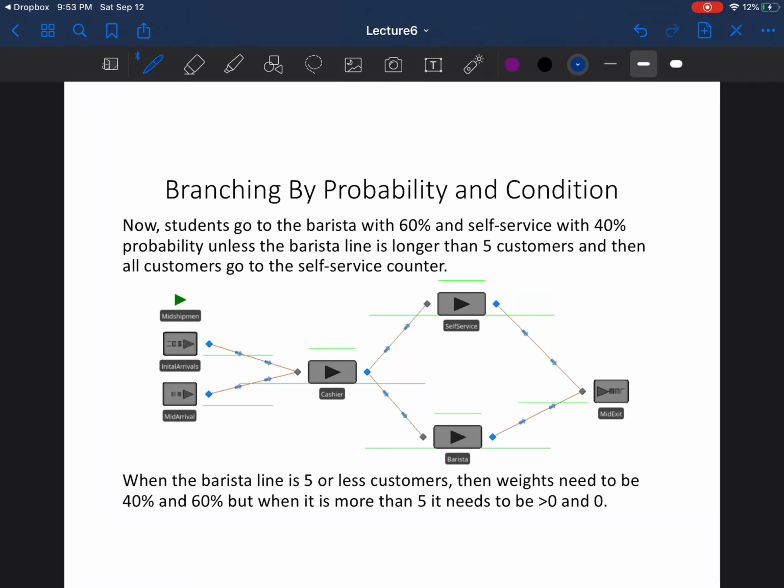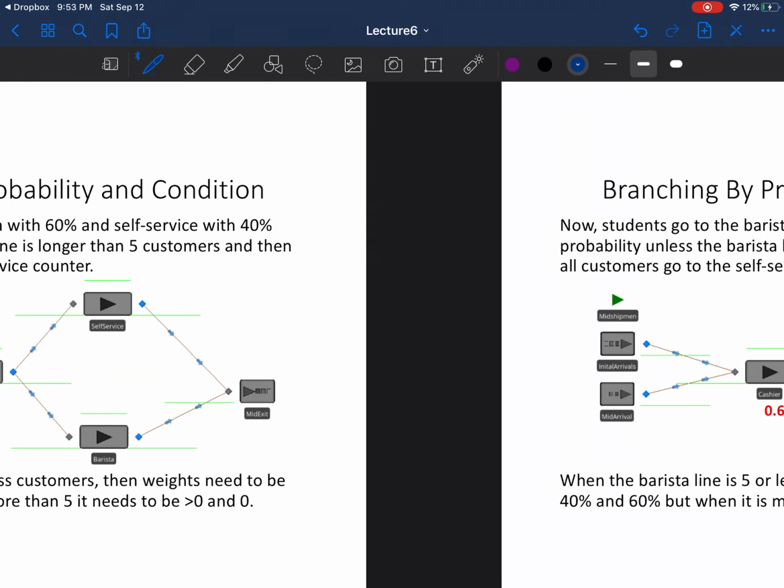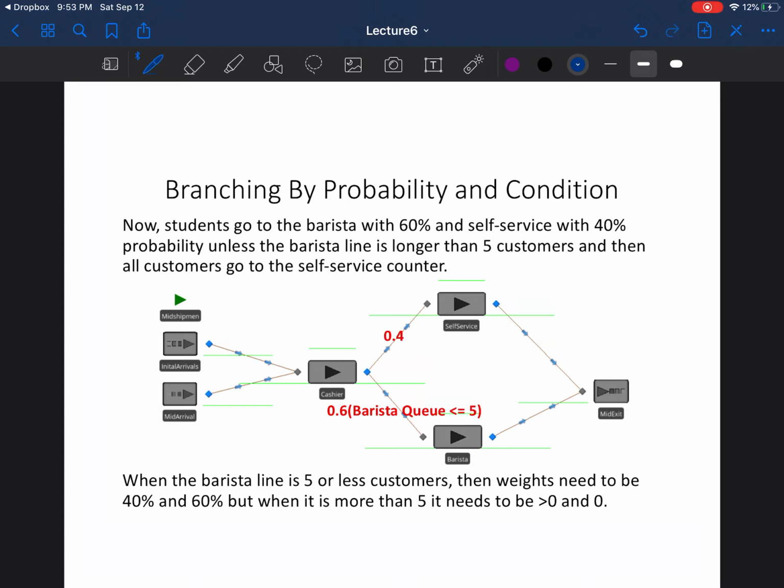Okay, so in order to do this, we're going to use both ideas. We're going to use both the weight and the condition response that we had before. And what we're going to do, and this is going to look a little tricky, I think, but it actually isn't as bad as you think, is for the branching probability to the self-service, we're just going to keep it at 0.4. So you might think, well, don't we have to change that depending on the condition? But you don't.